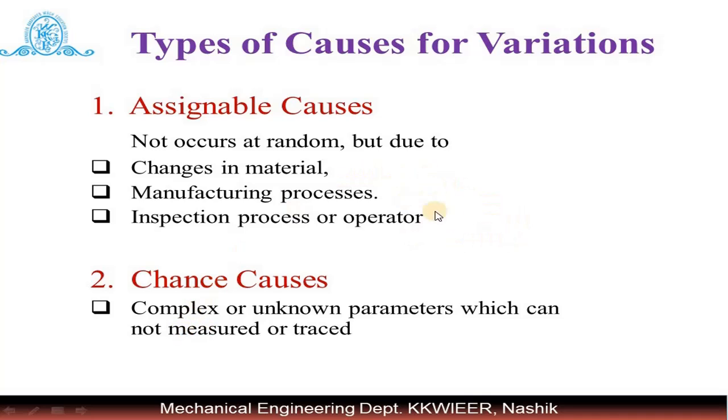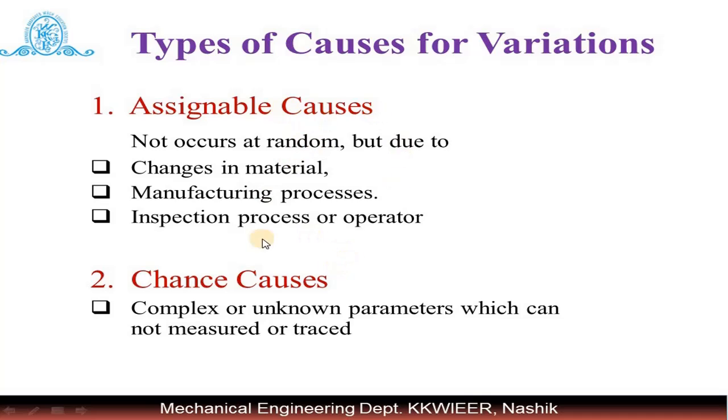Another type of variation, combining both, we can call the chance cause or a constant cause. So what exactly does it mean? When all assignable causes of variations are located and removed one by one, that is, if we consider the change of material, manufacturing process, or inspection, one by one they are removed and the desired state of stability or control is attained. This process is then called a chance cause system, or we'll call it a constant cause system. So these are the factors of variations.